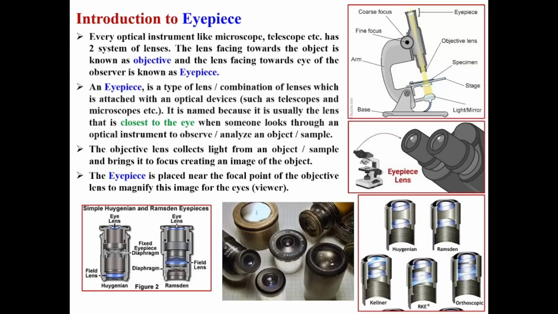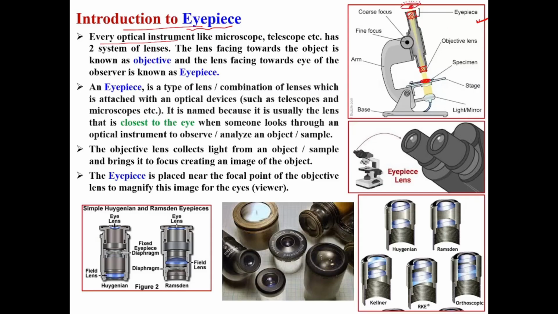Okay, hello everyone. In our last class, we discussed the introduction to the eyepiece. The eyepiece is used in every optical instrument like the microscope, telescope, etc. If we consider the microscope here, the eyepiece is located here, the objective lens is located here, and the specimen or object is located here. Why is it called the eyepiece? Because it is nearer to the viewer or eye.